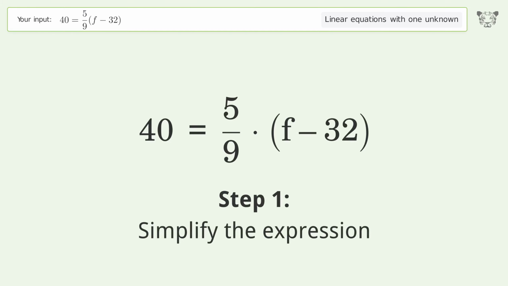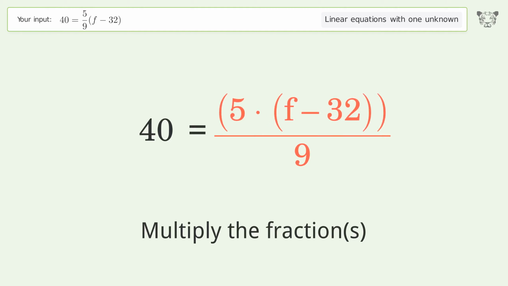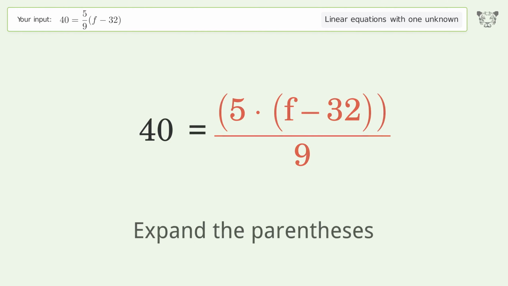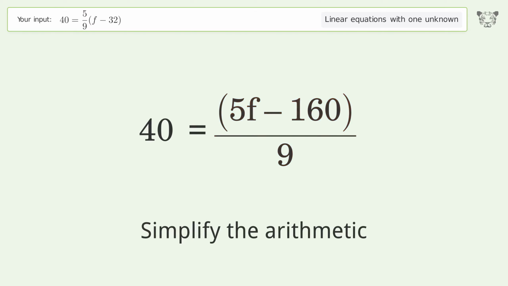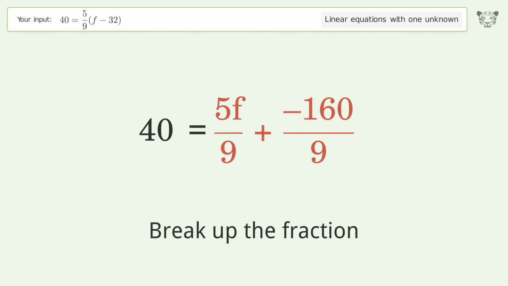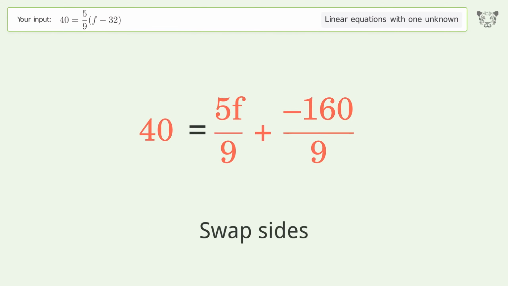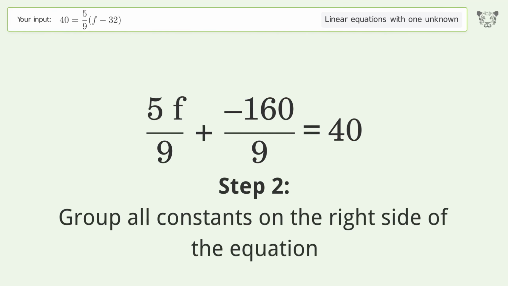Simplify the expression. Multiply the fractions. Expand the parentheses. Simplify the arithmetic. Break up the fraction. Swap sides. Group all constants on the right side of the equation.